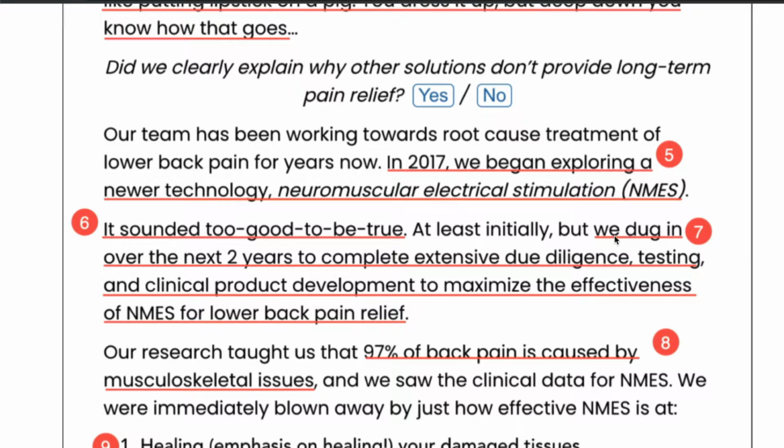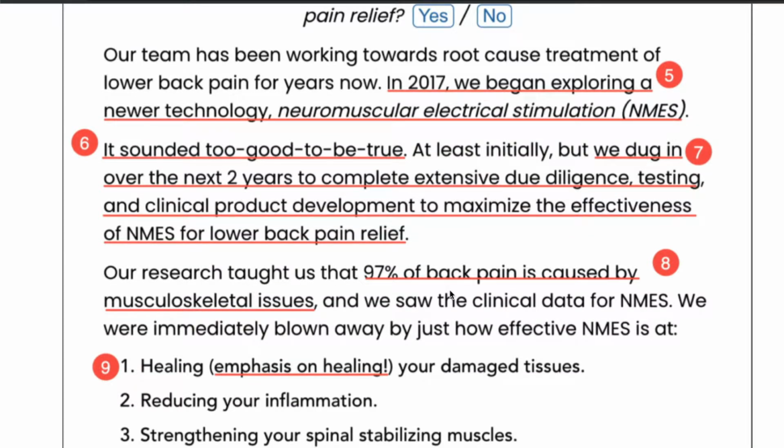And then, of course, we say we dug in, and over the next 2 years, we completed extensive due diligence testing and clinical development to maximize the effectiveness. So we're talking about how we overcame this challenge. And then we're talking about some fundamental things that we learned along the way. Like, for example, 97% of back pain is caused by musculoskeletal issues.